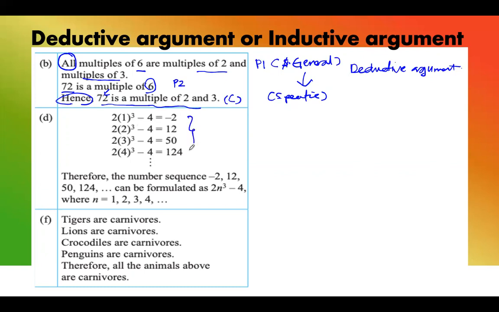So D, we have 4 premises here. We're looking at premise 1, you see here 1, 2, 3, 4. This is specific, right? Then our conclusion is this: 2n cubed minus 4, where n equals 1, 2, 3, 4, and so on, so on must be 3 dot, and above. So this is general. So specific to general, it is an inductive argument.